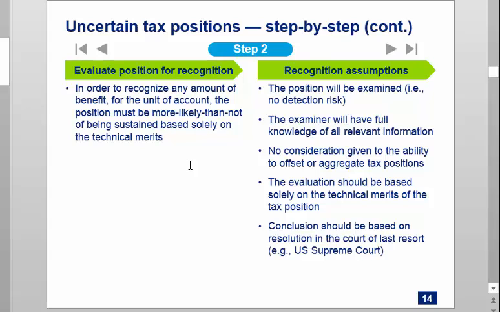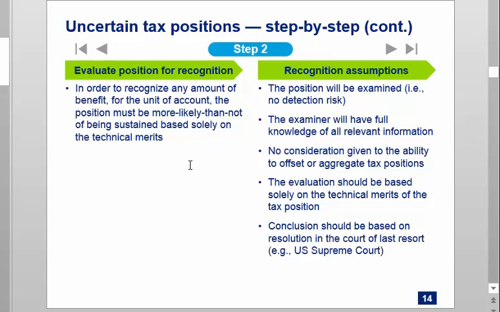You have to assume that you can't give away your 199 deduction to save your R&D credit. You have to look at these positions individually. You can't horse trade. You have to analyze the decision solely on technical merits, and you should think about court of last resort. Okay? So this is more like an ivory tower sort of thing.